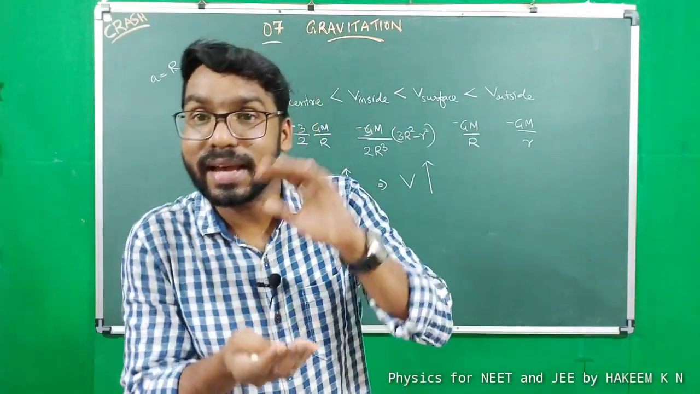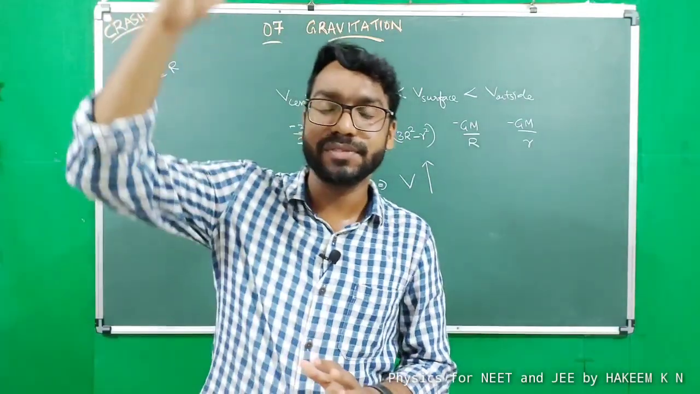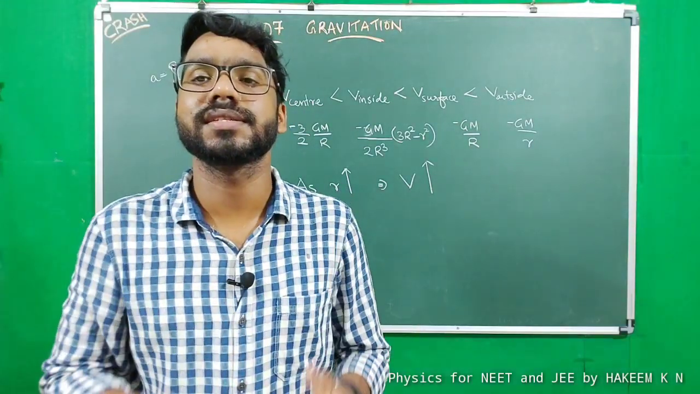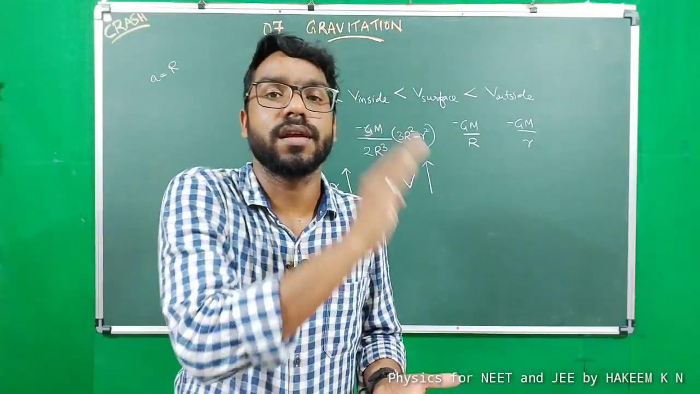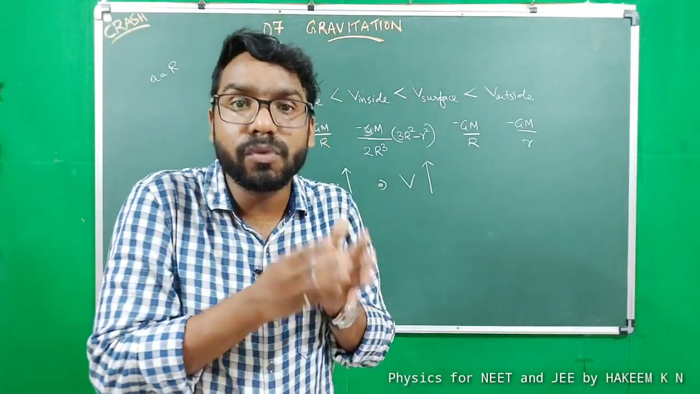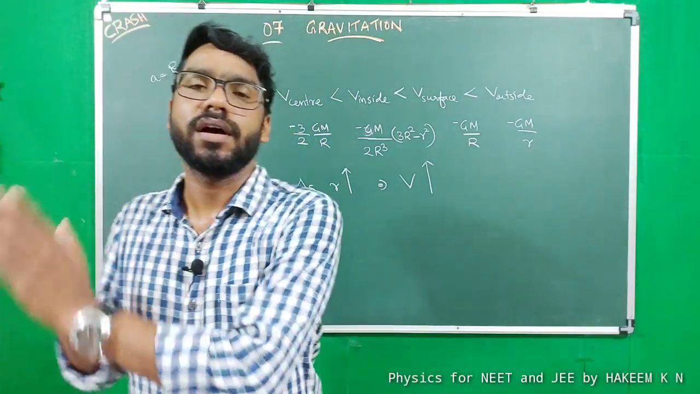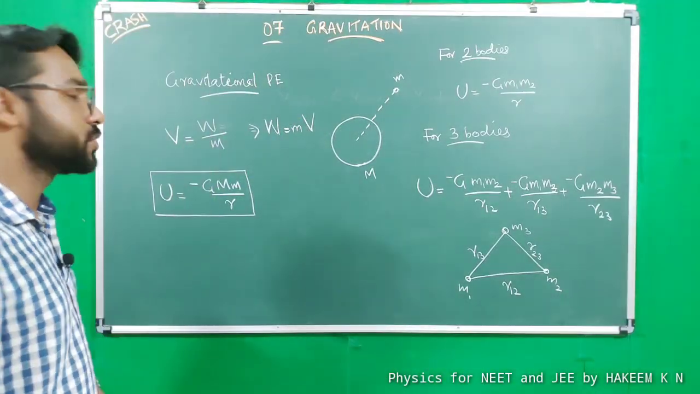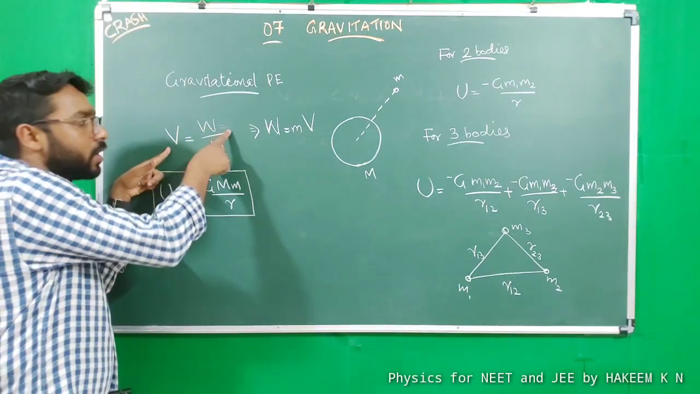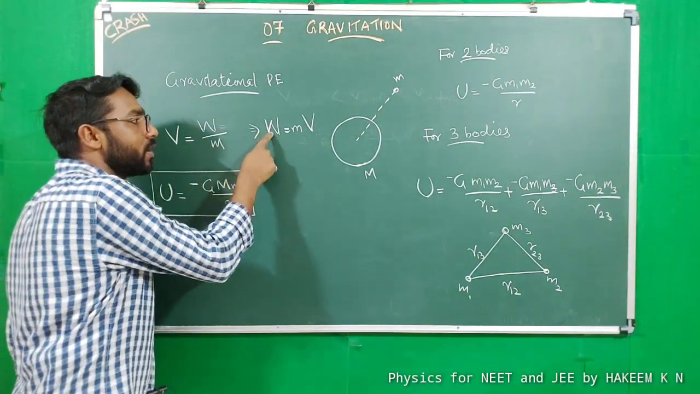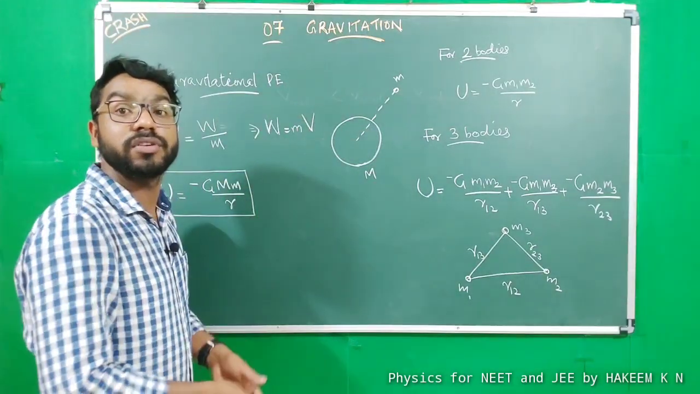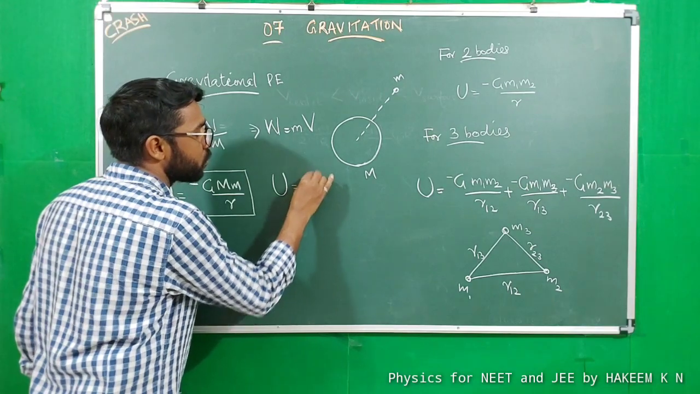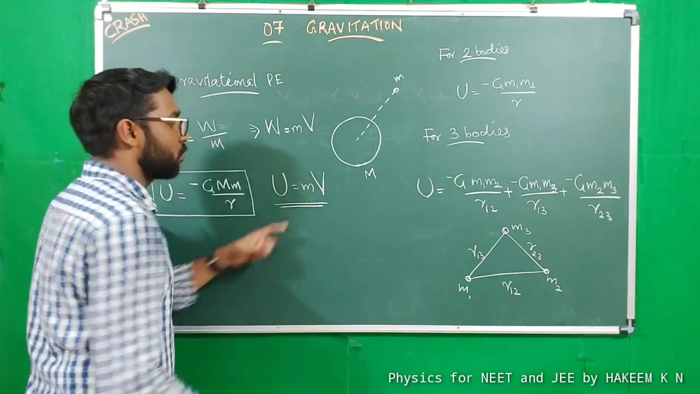Because as height or distance from the center increases, gravitational potential increases, and as distance from the center decreases, gravitational potential decreases. Free movement of mass is always from higher potential to lower potential. Gravitational potential energy: we studied that potential equals work done per unit mass. Then that work done is stored as potential energy of the body. So we can say gravitational potential energy equals mass into gravitational potential.